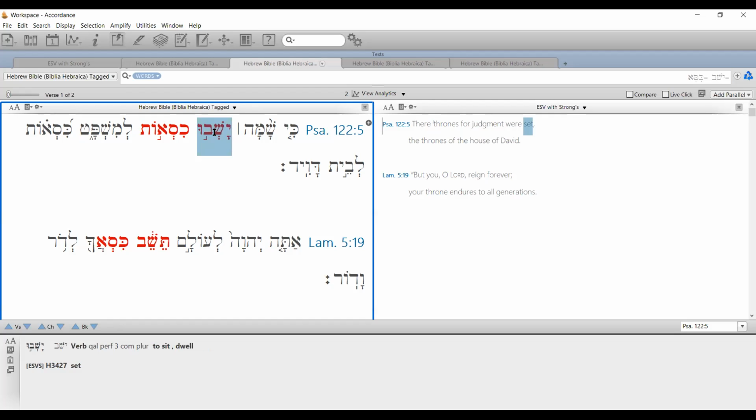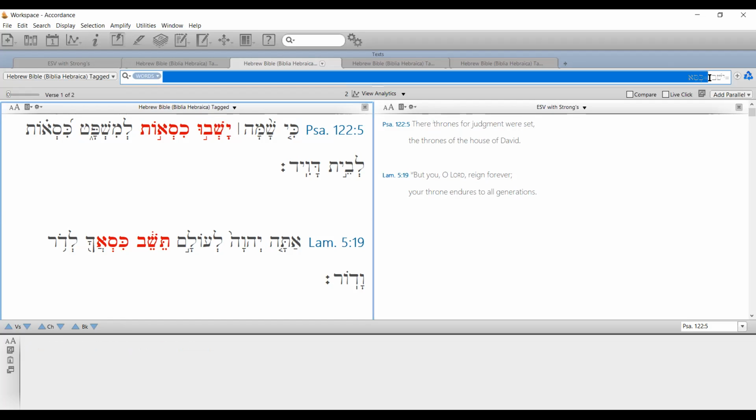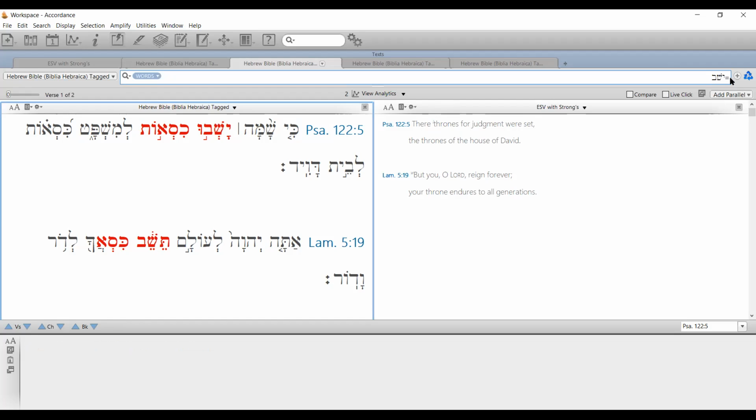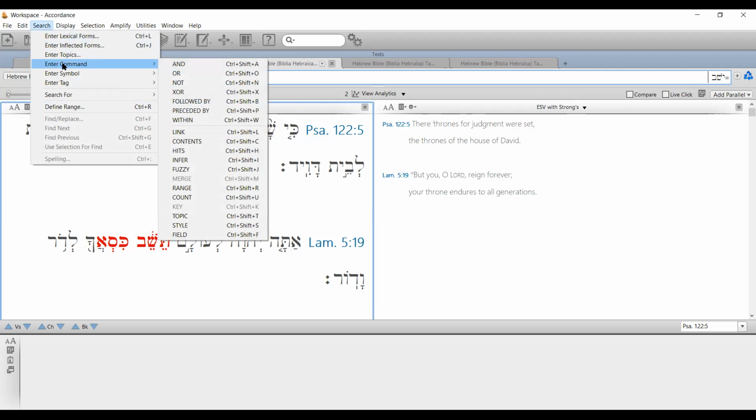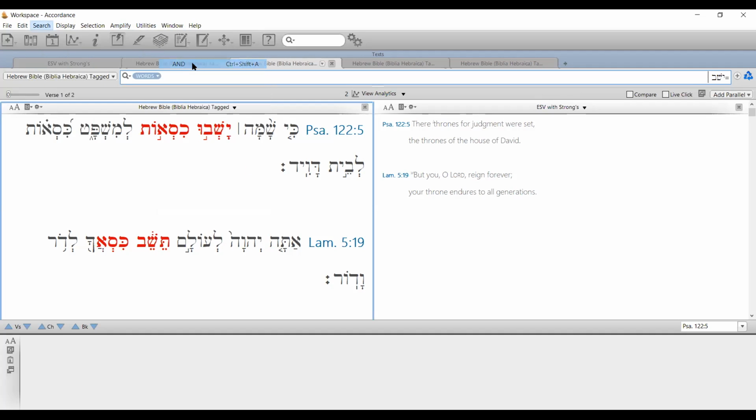So it could be just several words in between. So in this case, what we can do, just remove one word, Yashav remains, and in the search option, there is an enter command, okay? And I will enter the command, end. And the next one is Kisse.